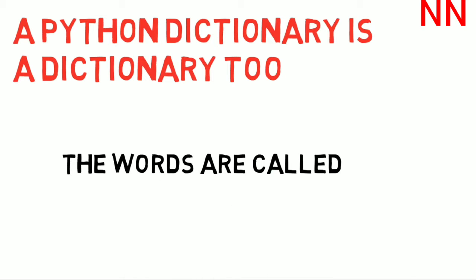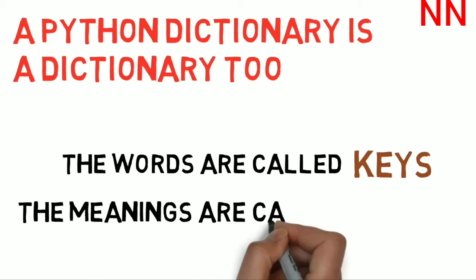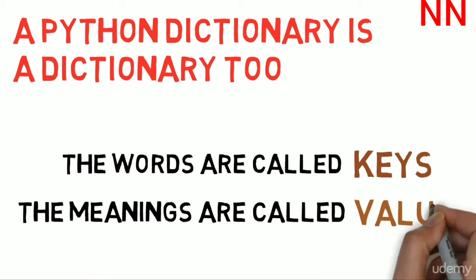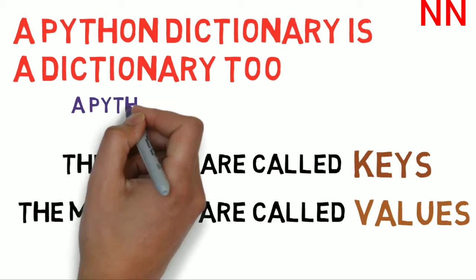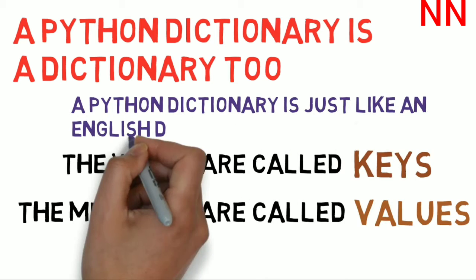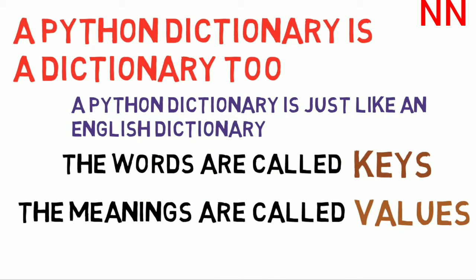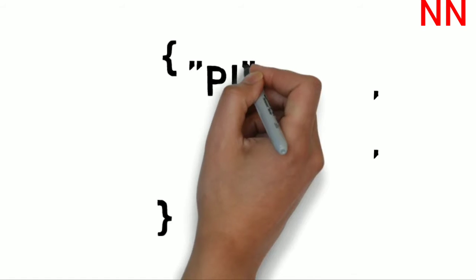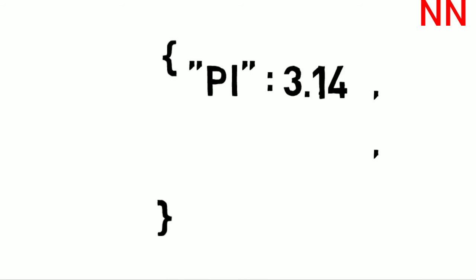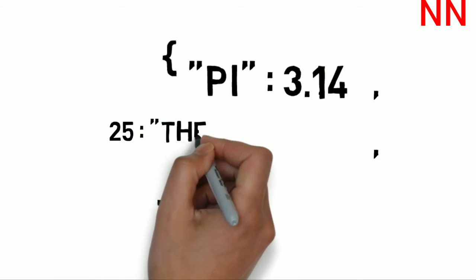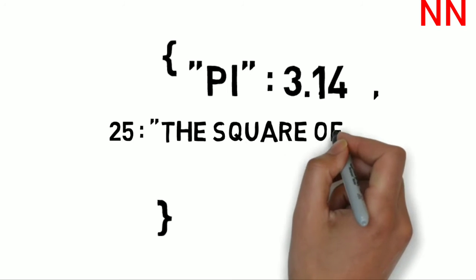It is a list of word meaning pairs where the words are called keys and the meanings are called values. Just like an English dictionary, a Python dictionary has key value pairs. Just like a list in Python is enclosed between square brackets, a dictionary is enclosed between curly brackets. The key value pairs are separated by commas and the key and value are separated by a colon.